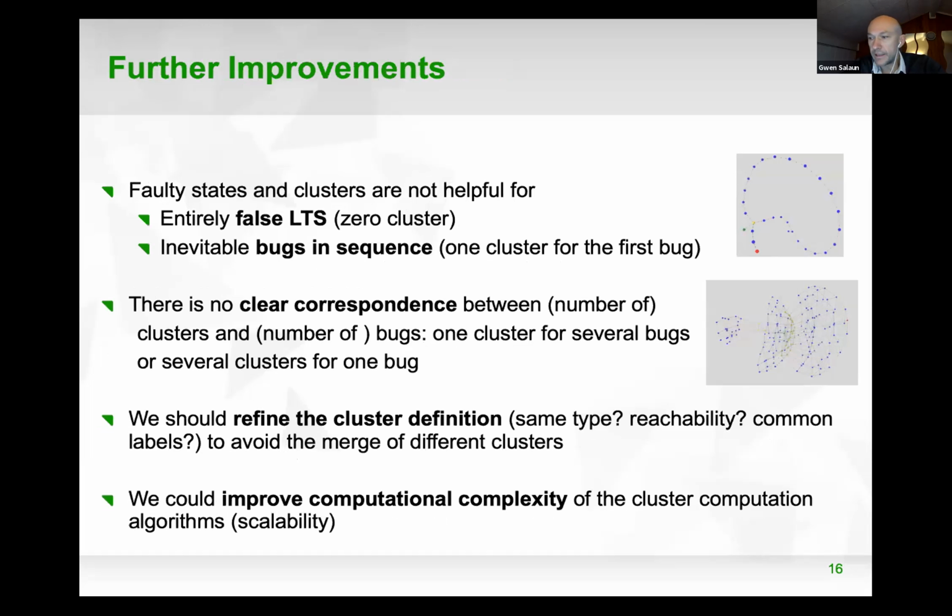It is worth noting that faulty states are not always helpful. This is the case, for instance, when the whole LTS is false, there is no faulty state in that case. It's interesting to note that there is no correspondence between the number of clusters and the number of bugs. In the example on the right of this slide, for instance, there are two clear clusters, but a single bug.